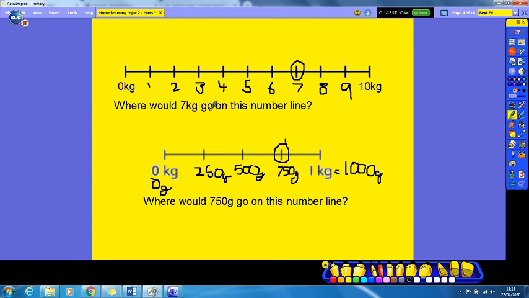Okay, so I hope this was useful, and I'd like you to have a go at the first set of questions on maths in your practice books.